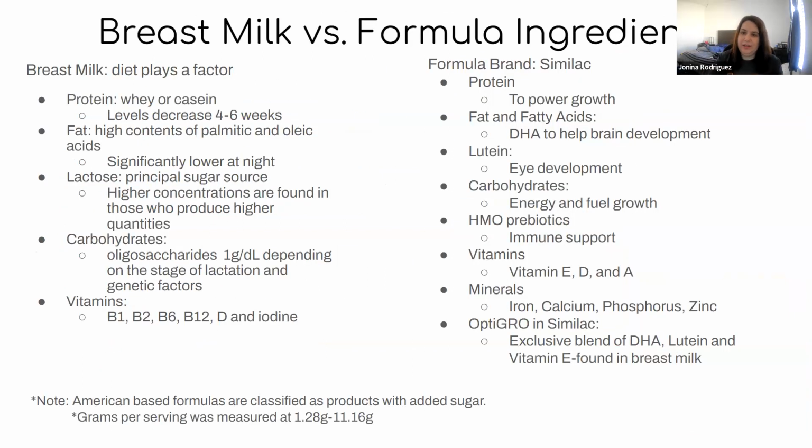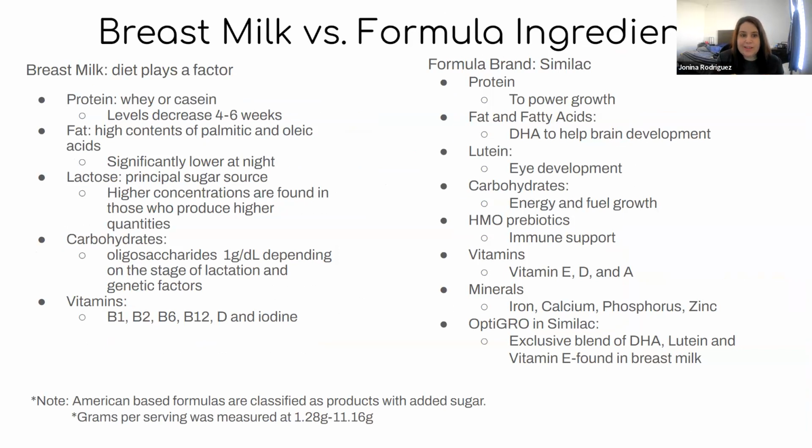So before we get into the whole breast milk versus formula feeding debate that most cultures have, let's talk about the ingredients that are within both. Breast milk really depends on the diet of the mother. It does contain protein, fat, lactose, carbohydrates, and specific vitamins. And just to go through those ingredients, protein can decrease depending on 4 to 6 weeks. This also depends on the diet of the mother.